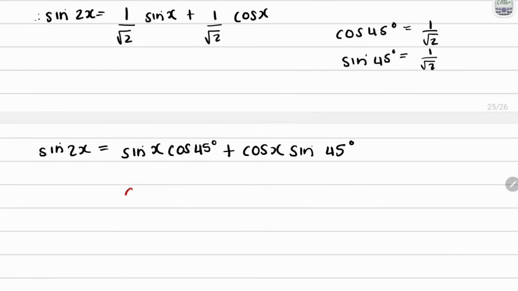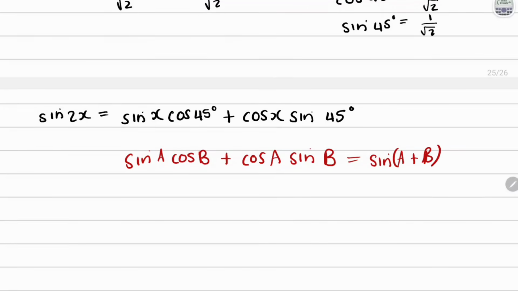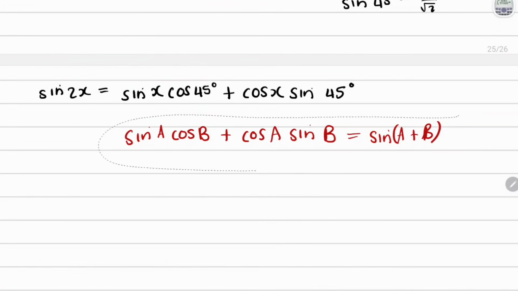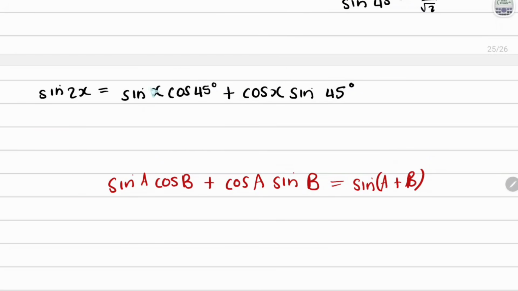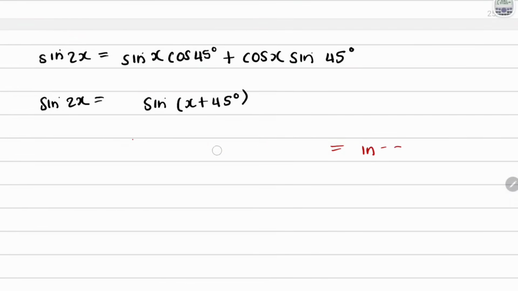Okay, so do you see now that that looks like sine A cos B plus cos A sine B. And because it follows that rule, the same way this simplifies to sine of A plus B, the same way the top is going to now simplify to, so we still have sine 2x here. That is now going to simplify to sine x plus 45 degrees. There we go. And that's how we get it to look like that.